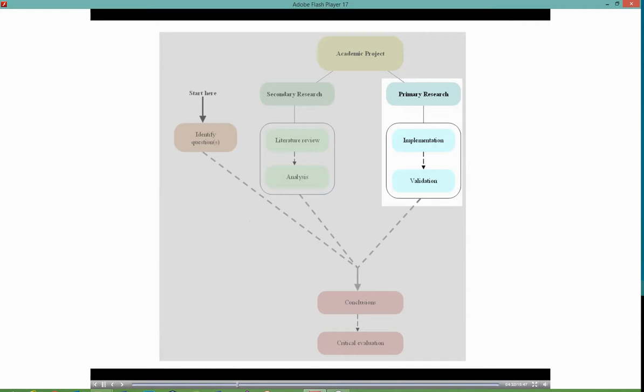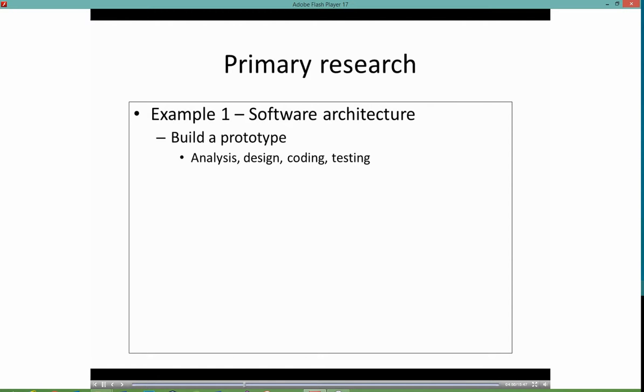When it comes to the implementation stage of the project, your aim is to take your proposed theoretical solution to the research question, which you developed in the analysis stage of the secondary research, and implement it in some practical context. Here are some examples. If you have proposed a new software application architecture, then you could implement a software application using that architecture.